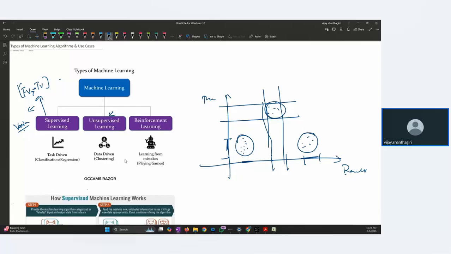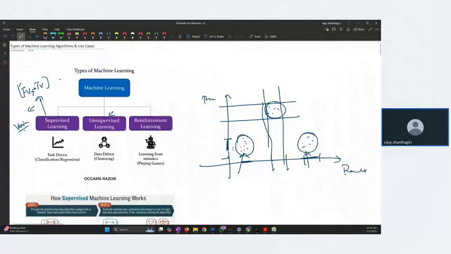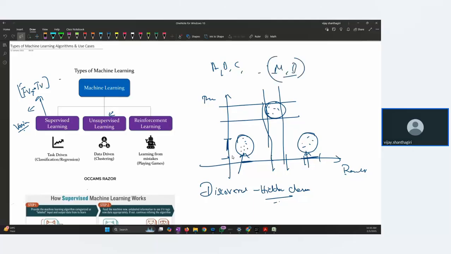This means that there are hidden classes which was not obvious to us when we see the data. But when we use k-means clustering, we can see these classes. Now we can say, after doing unsupervised learning, we have discovered hidden classes. Now those classes become nominal A, B, C, or in fact your M and B also, malignant and benign. Okay, so this is more of discovery.